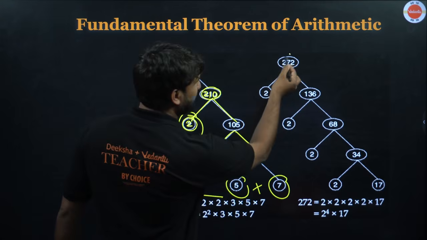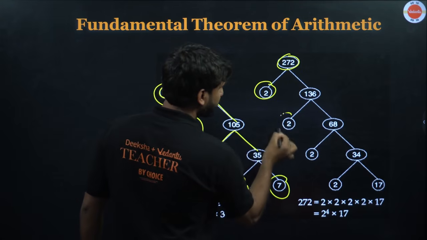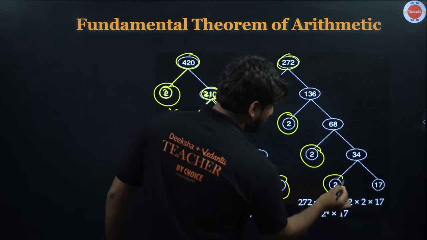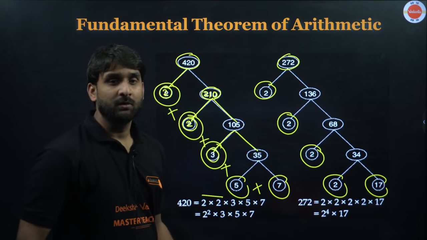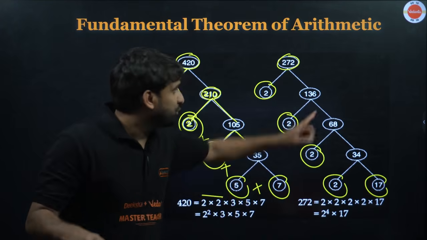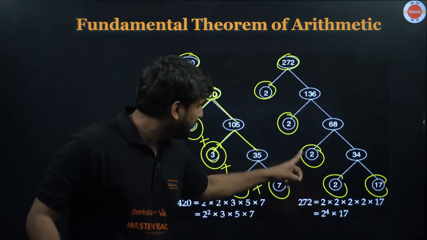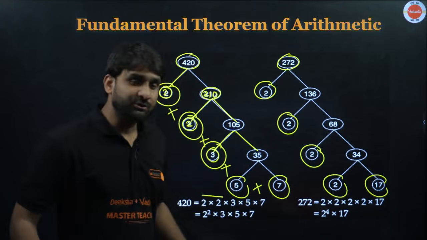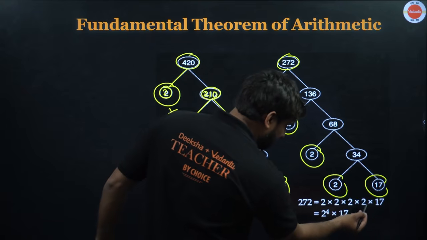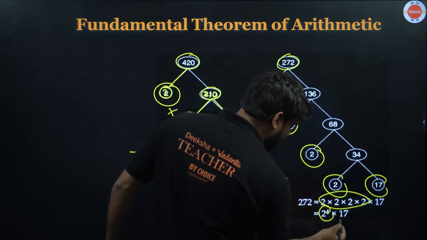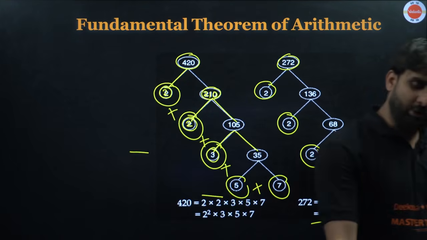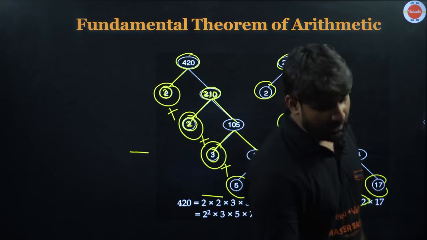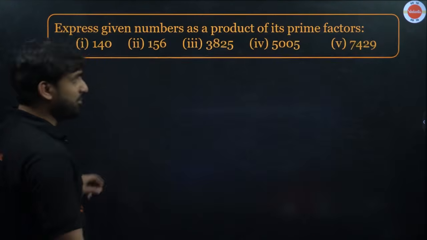And similarly 272 can be written as 2 into... 17 is also a prime number, so we cannot split it more. Now the door has closed. So 272 can be written as 2 into 2 into 2 into 2 into 17. How many 2's are there? 1, 2, 3, 4. So 272 can be written as 2 to the power 4 into 17. This is called prime factorization. I hope you are getting my point. Prime factorization method.